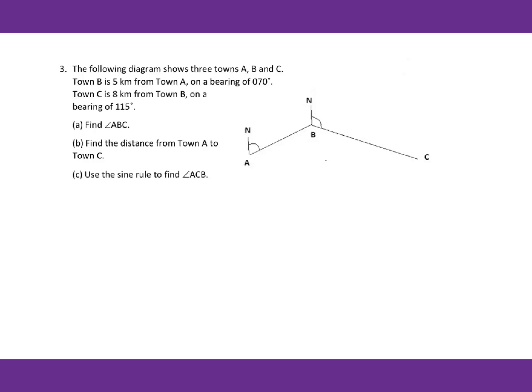For number 3, the following diagram shows 3 towns A, B, and C. Town B is 5 kilometers from town A on a bearing of 70 degrees. Town C is 8 kilometers from town B on a bearing of 115 degrees. Find angle ABC.